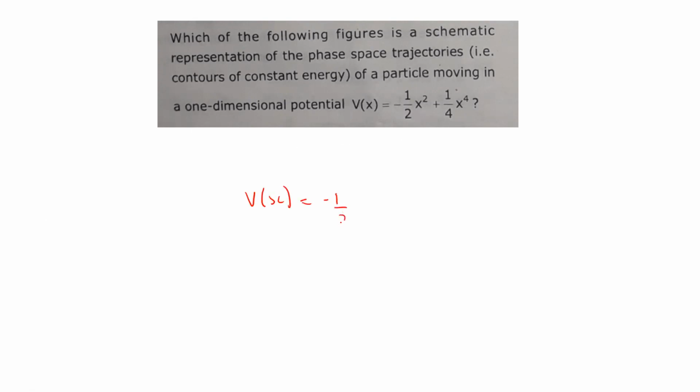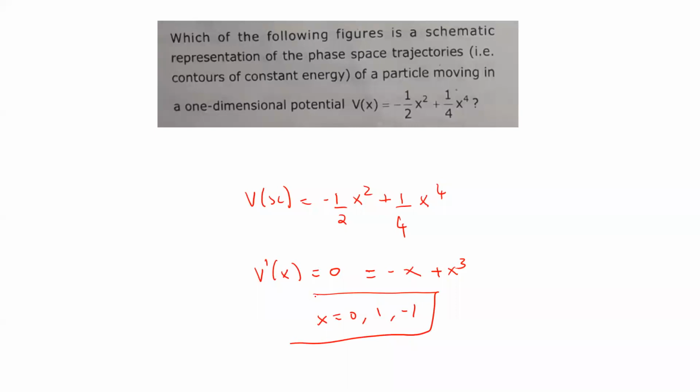So how do we find the stationary points? We set the first derivative equal to 0 and solve for x. So the first derivative is set to 0, and we solve for the points. This is nothing but minus x plus x cubed. Check that you get x equal to 0, plus 1, minus 1. So it has 3 values, so there are 3 stationary points.